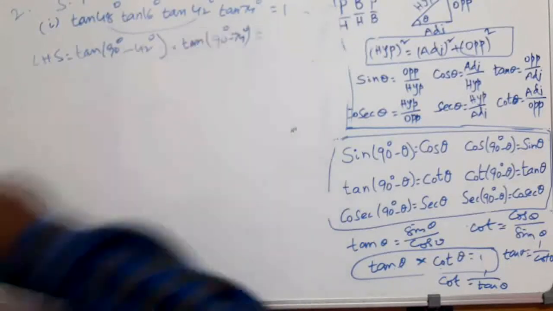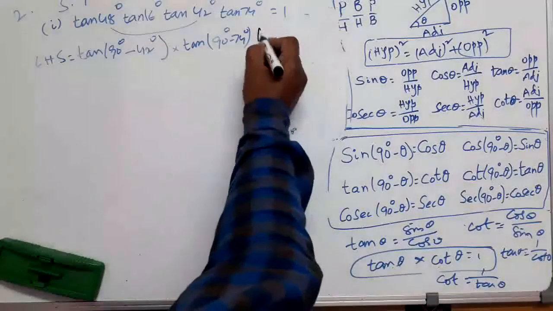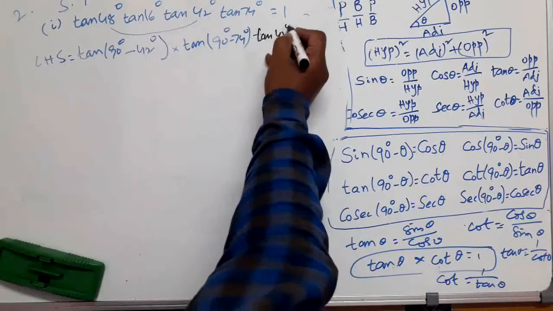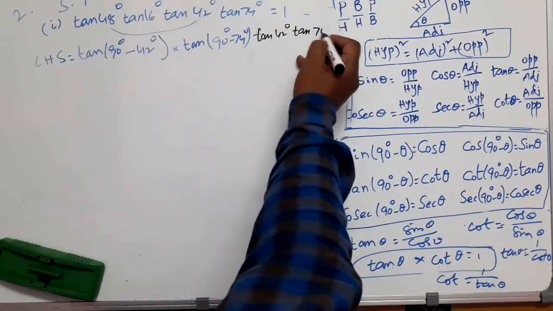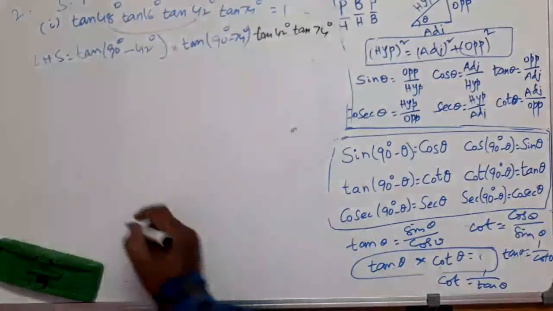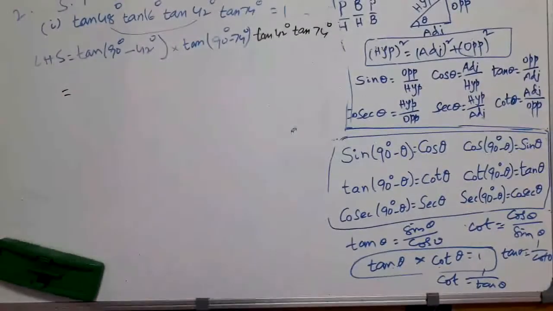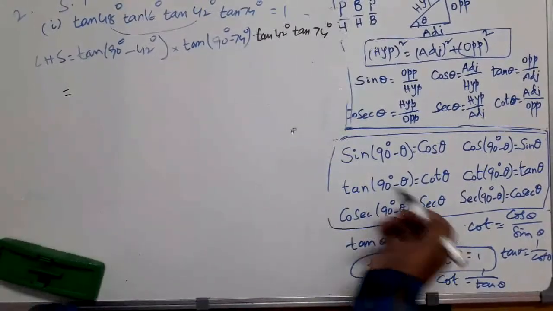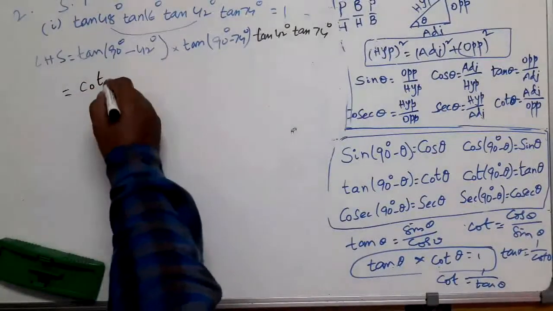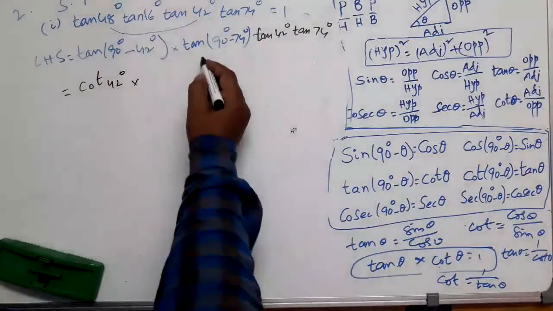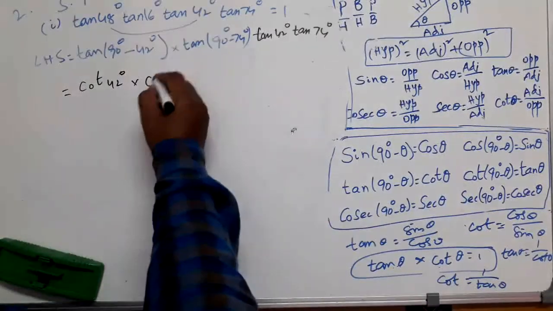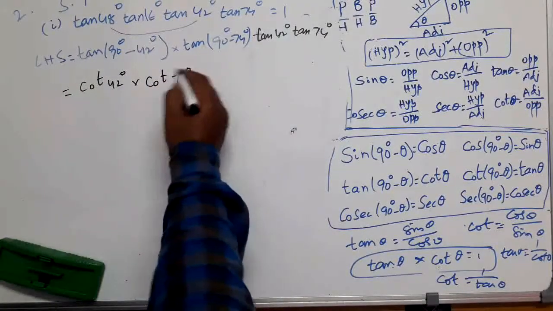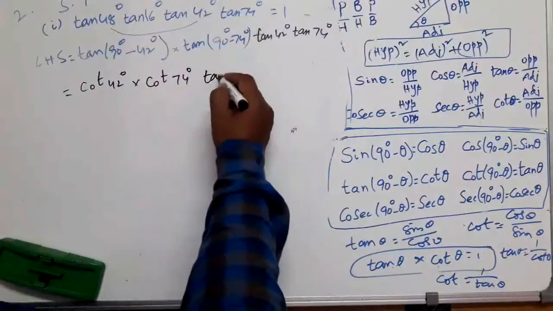Multiplied by tan 42 degrees multiplied by tan 74 degrees. I am leaving the remaining two terms as they are. Now, yes, this is tan of 90 degrees minus theta. Tan of 90 degrees minus theta is cot theta. So this is cot 42 degrees multiplied by, this is also tan of 90 degrees minus theta, again cot theta, that is cot 74 degrees. I am leaving the remaining terms as they are.